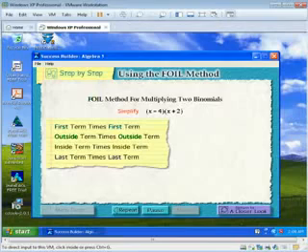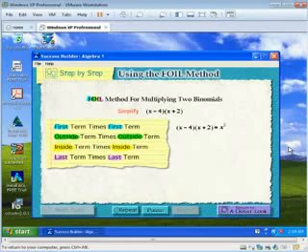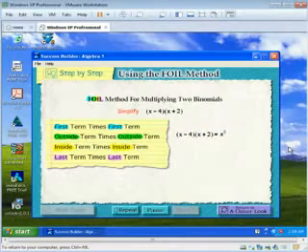Since the multiplication of two binomials occurs so often, we'll learn a method that's faster and requires less writing. This method is called FOIL, for first, outside, inside, last. To start, we do first term times first term. X times x is x squared.